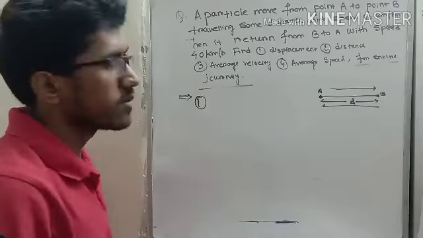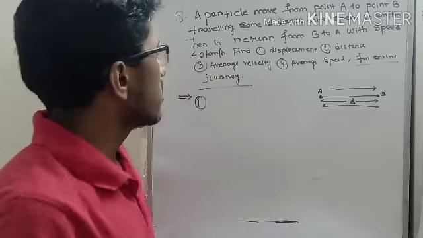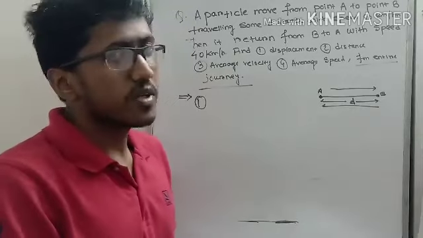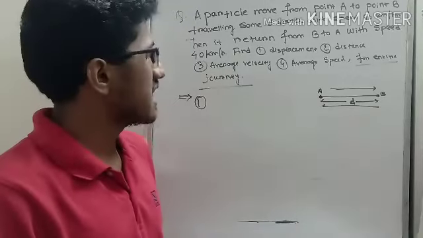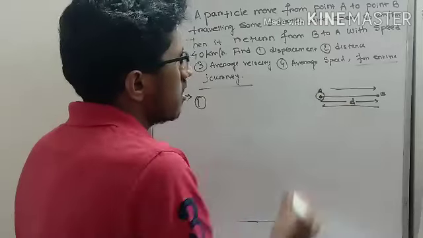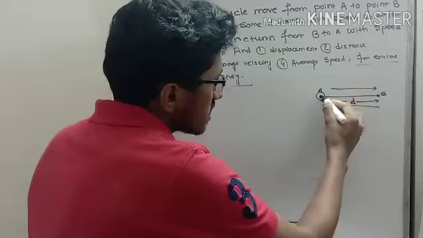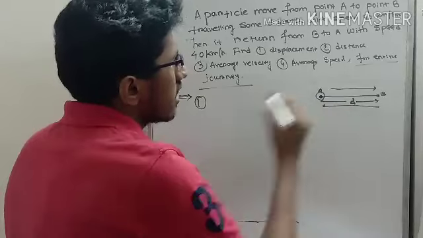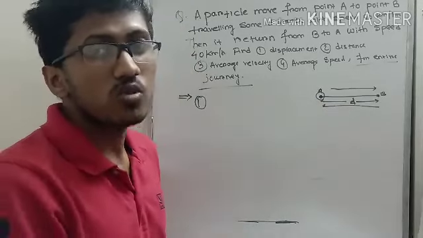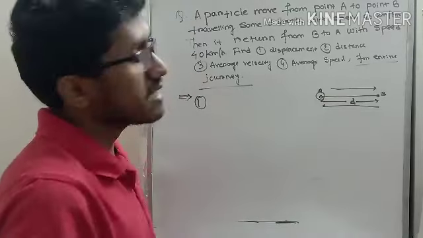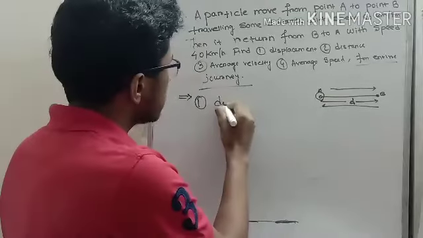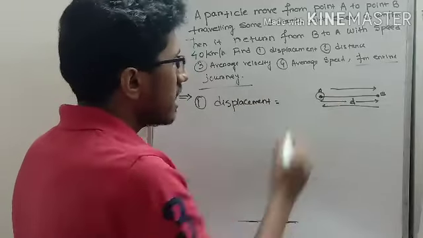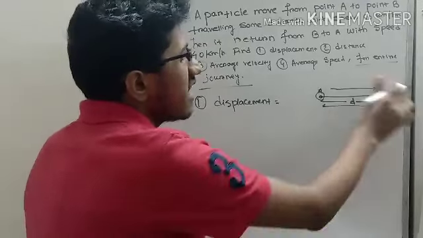First, displacement. What is displacement? By definition, the shortest distance between the initial and the final position is displacement. Here the initial position is A. For the entire journey, the body starts from A, then goes to B, and again comes back to A. So the final position is also A. So what will be the displacement? There is no displacement, that is 0. Why? Because the initial position is A and the final position is also A for the entire journey.